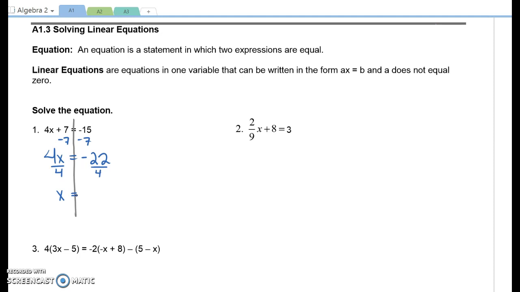Now, how many of you, when you get a decimal answer, you think, oh my gosh, I'm wrong? Yeah, stop. You don't get to think that anymore. Decimals are okay. Decimals are not the devil. So negative 22 divided by 4, I believe it is negative 5.5. Or you can write it as a simplified fraction, negative 11 halves.